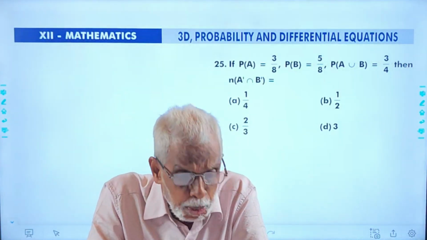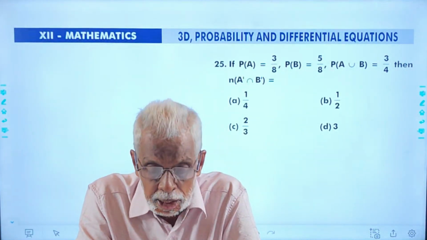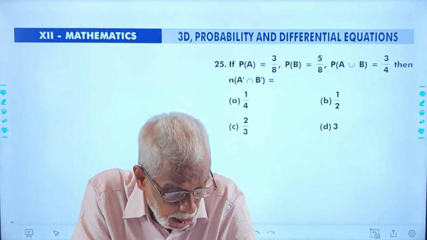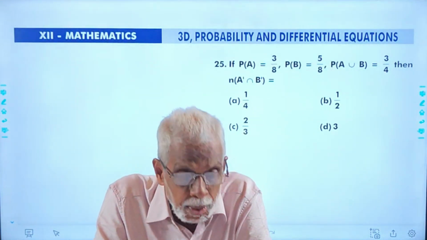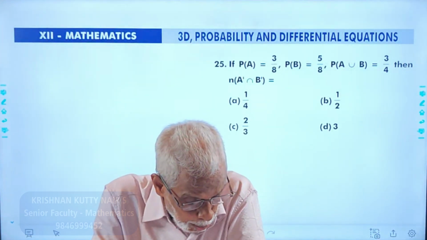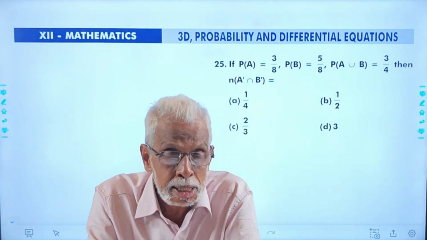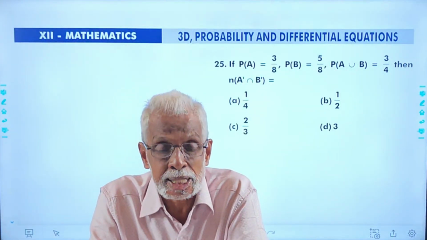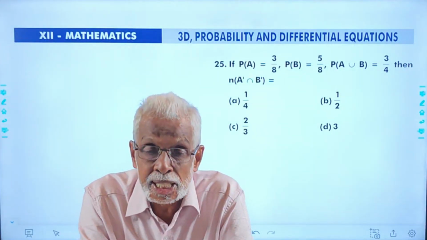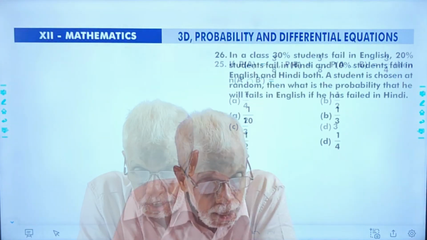Probability of A is 3/8, probability of B is 5/8, probability of A union B is 3/4. We have to find the probability of complement of A intersection complement of B. What is the probability of A union B? It is probability of A plus probability of B minus probability of A intersection B. Putting probability of A as 3/8, probability of B as 5/8, and probability of A union B as 3/4, we can find probability of A intersection B. We need to find the probability of complement of A intersection complement of B, which is probability of A union B the whole complement. The correct answer is 2/3.